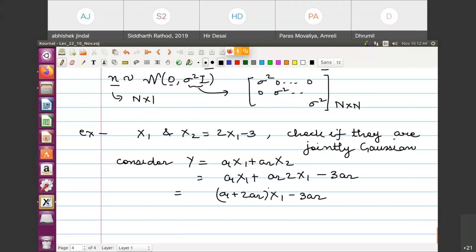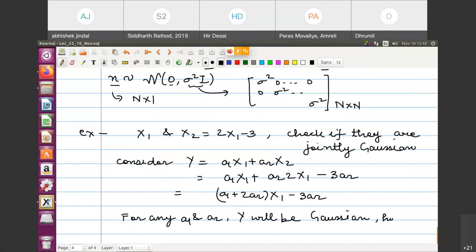Now, if you know that x1 is a Gaussian random variable, you are just simply scaling it and subtracting a constant, so this remains a Gaussian random variable. So for any a1, a2, y will be Gaussian. If I am just simply obtaining another random variable through this sort of affine transformation on x1, I will land up with a random variable, and this random variable and the original random variable will be jointly Gaussian.